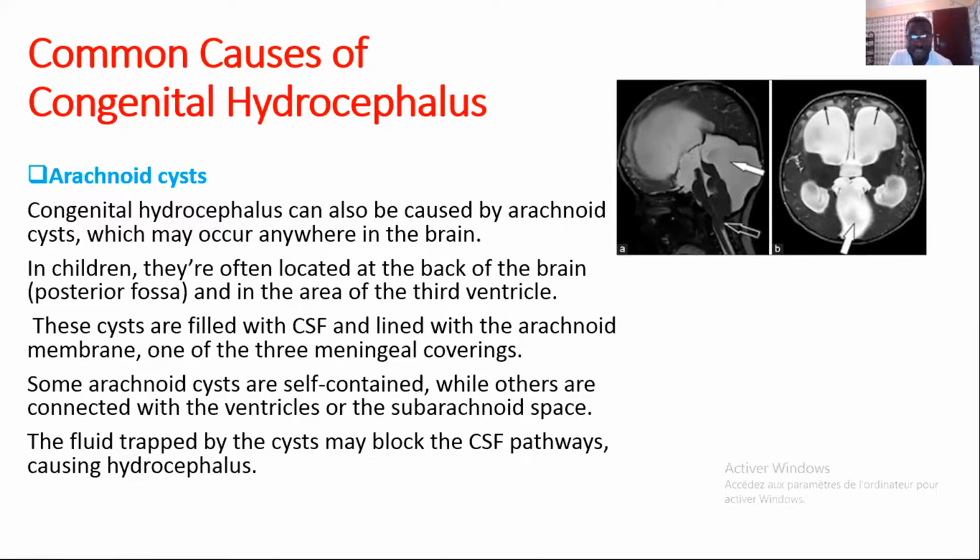And in the area of the third ventricle, these cysts are filled with CSF and lined with arachnoid membrane, one of the three meningeal coverings. Some arachnoid cysts are self-contained, while others are connected with the ventricle or the subarachnoid space. So the fluid trapped by the cyst may block the CSF pathway and cause congenital hydrocephalus.